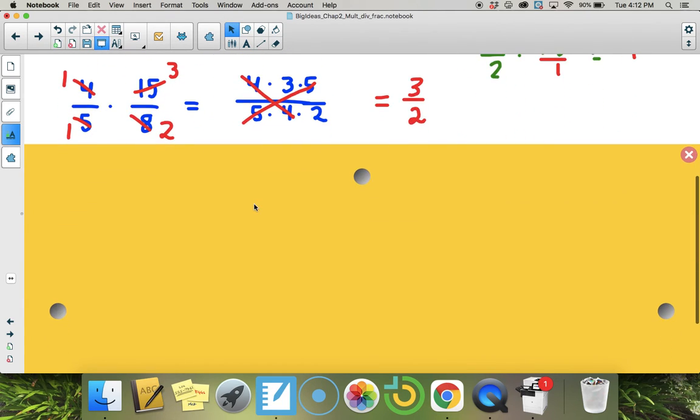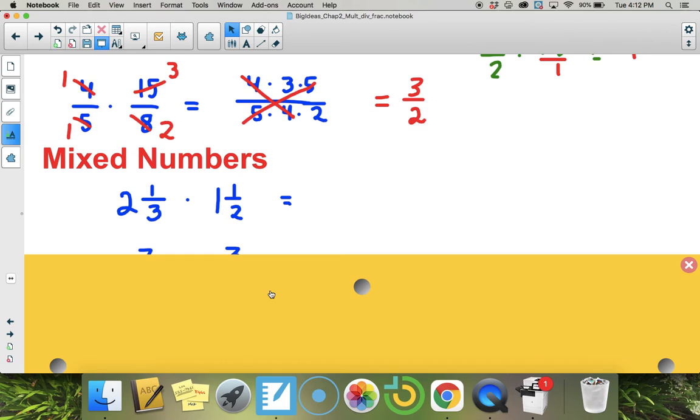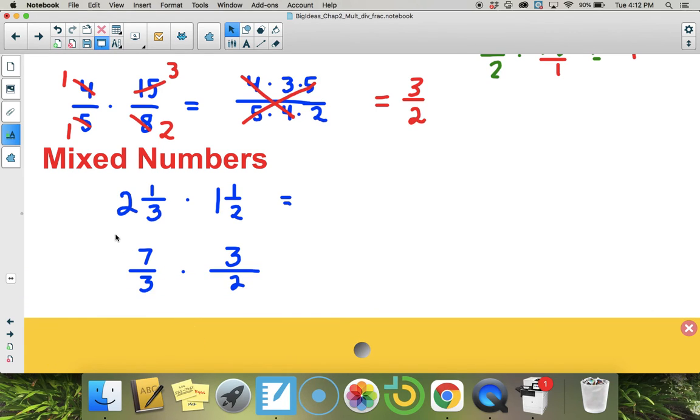And the final example is when you have mixed numbers. So let's say you have 2 1/3 times 1 1/2. What you need to do here is change them into improper fractions first. So 2 times 3 is 6, plus 1 is 7. That's how we got 7/3. And then 1 1/2 is the same as 3/2.